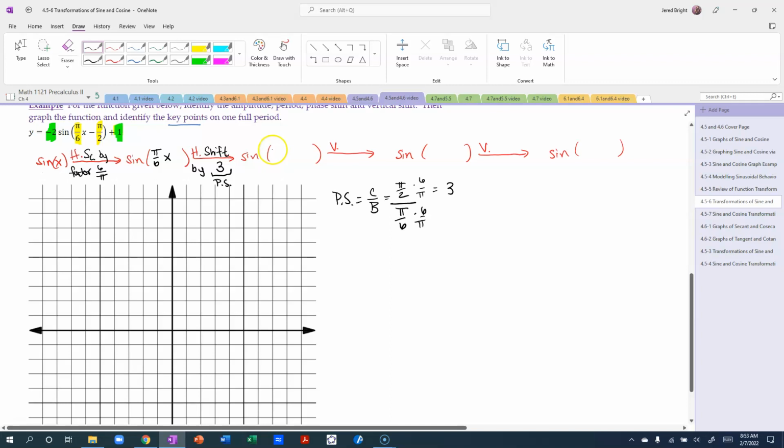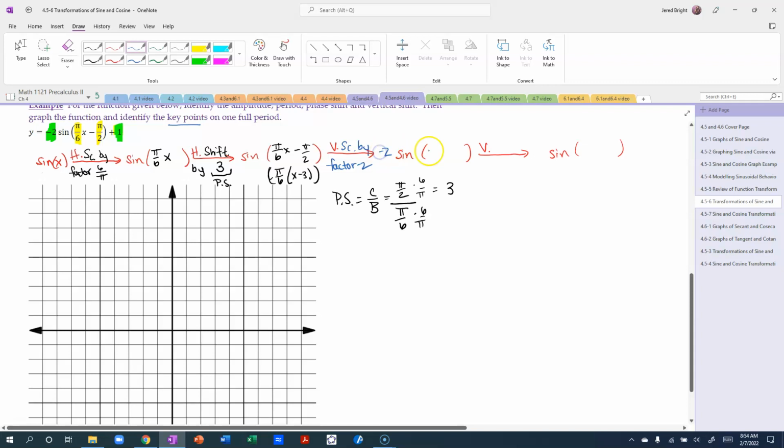So phase shift, or horizontal shift, by 3 units. Algebraically, we would have pi over 6 x minus pi over 2. Another equivalent way to express this would be pi over 6 parentheses x minus 3, with double parentheses in there, and you distribute it, and then you can very clearly see the phase shift. Either way works. Now, horizontals are really weird, I admit it. Verticals are much more straightforward. With verticals, we always do the scaling first. So we scale by a factor of negative 2.